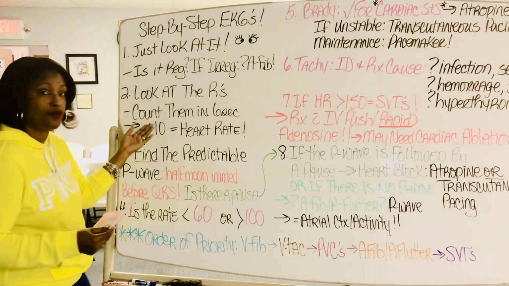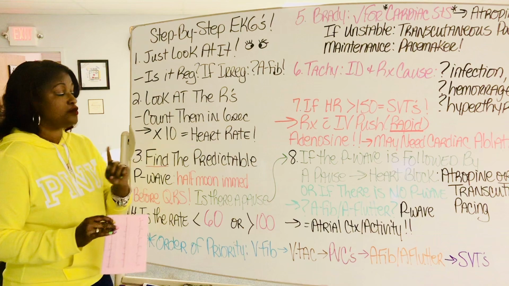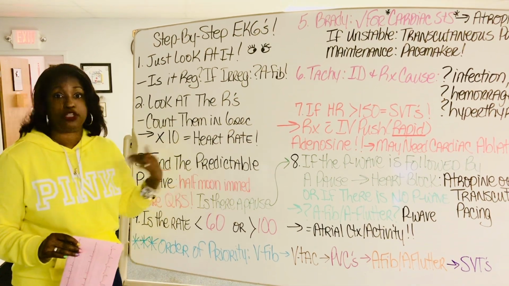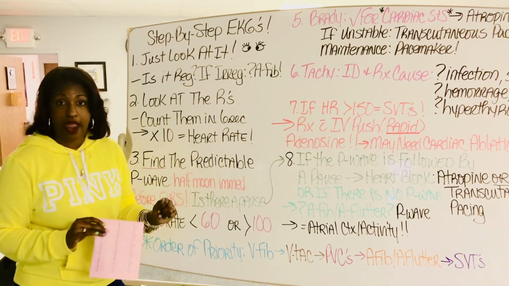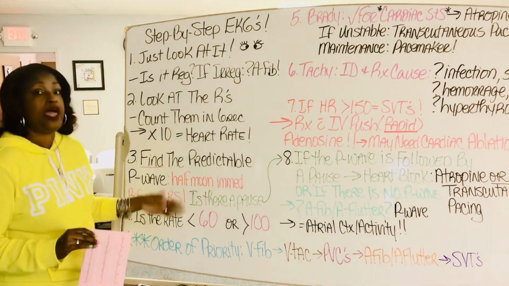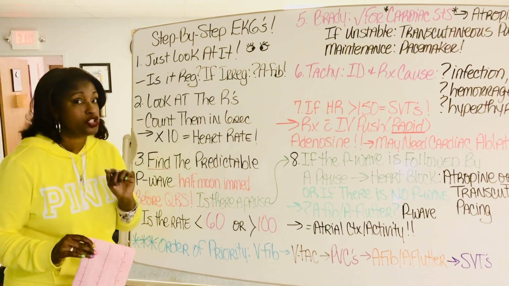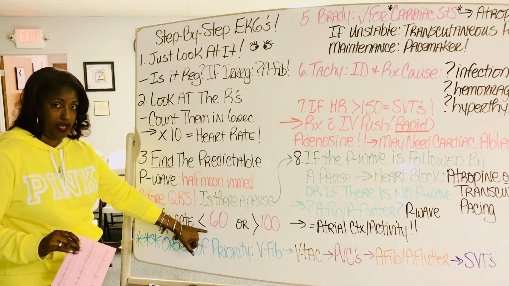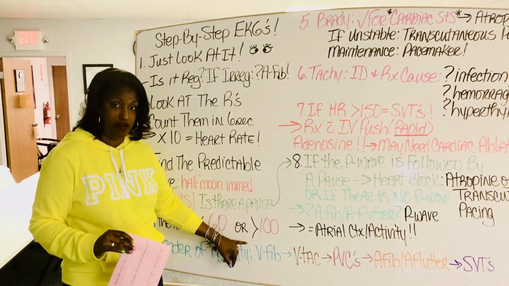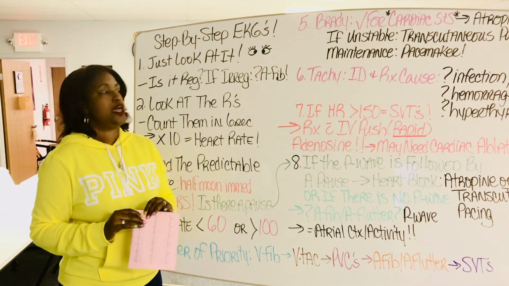You were supposed to count the R's. Prayerfully, you counted the R's, you came up with your rate, and then you were supposed to look at that P wave that I showed you is always predictably right before the QRS. If you did that and you figured out the rate, and you know that the rate on that one strip, number 1, was 80, then it's not a bradycardia and it's not tachycardia. But let's pretend that it is.